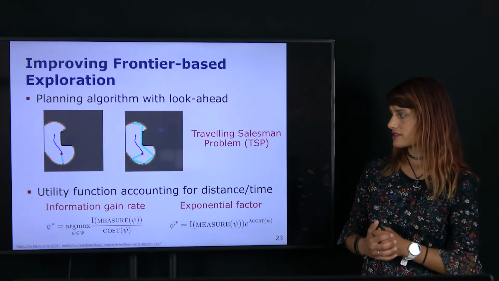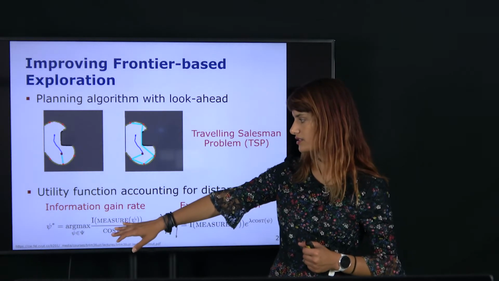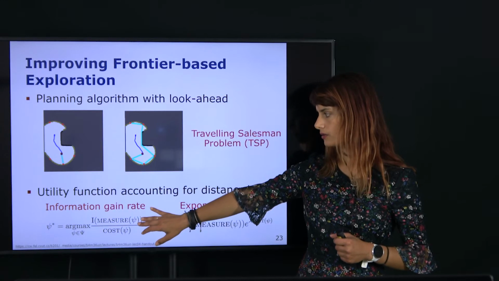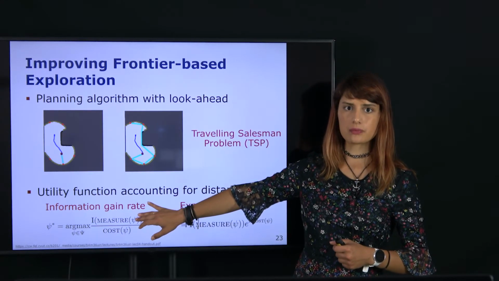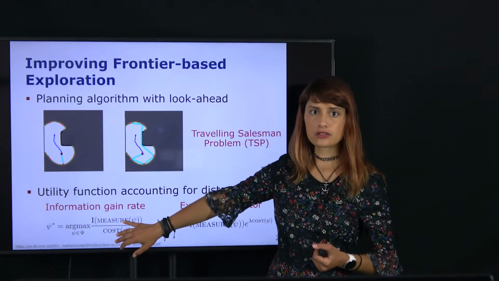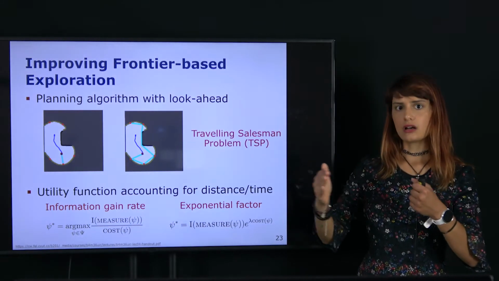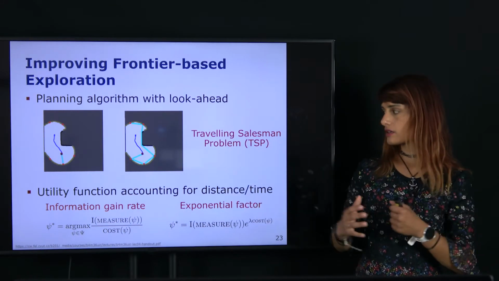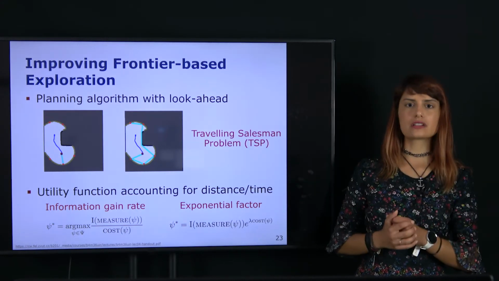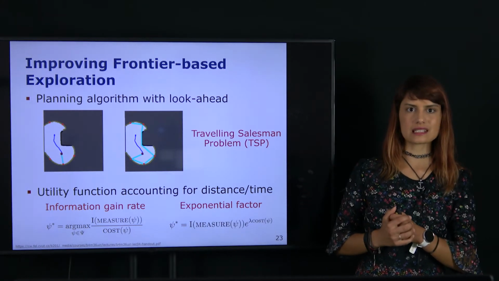One way of doing this is by considering the information gain rate rather than just the information gain. So here we somehow scale the information value. This could be either an entropy-based criterion or visibility by the cost or the travel time or path length. And so if we have different paths with different lengths and information value associated with them, we now have a common unit which we can use to evaluate them to decide on the most promising next action.